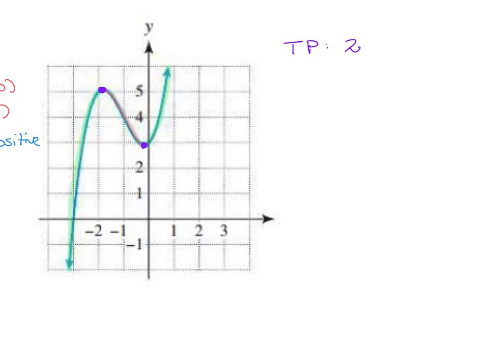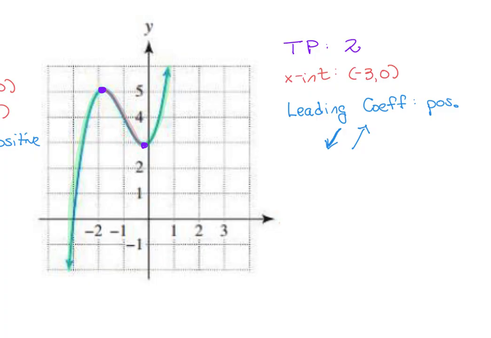All right, we want to estimate the x-intercepts. And so for this, we only have one x-intercept, and it is at -3, 0. We want to know the leading coefficient. Is it positive or negative? Because we do have an end behavior of down and then up, my leading coefficient is positive. And then we want to look at the minimum degree.